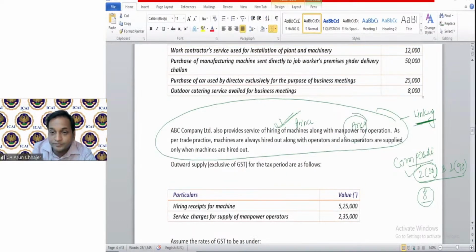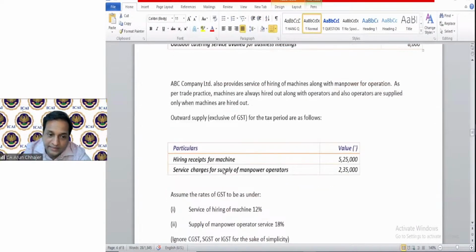Now, output supplies are 5,25,000 for hiring the machine, and service charge for supply of the manpower operator is 2,35,000. Assume the rate of GST is 12% for hiring and 18% for manpower. So here we will apply 12% and here we will apply 18%. Is it correct? In case of line item 1, we will apply 12%. In case of line item 2, we will apply 18%. Is it correct?